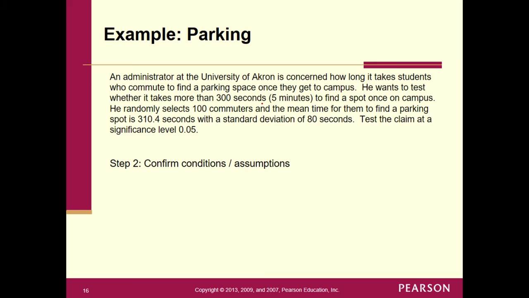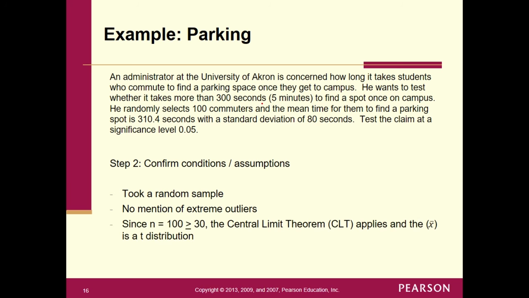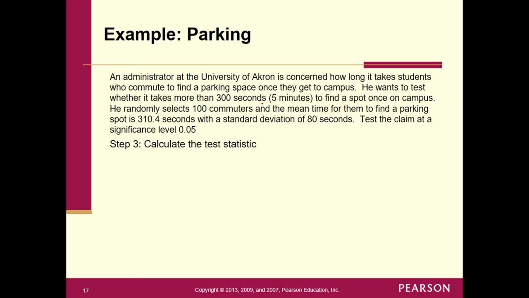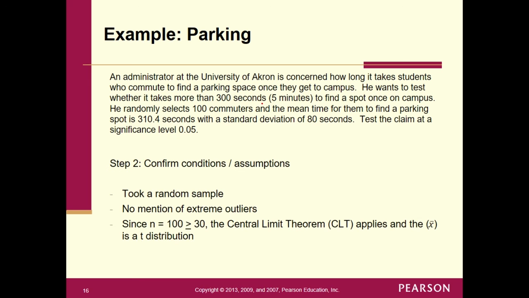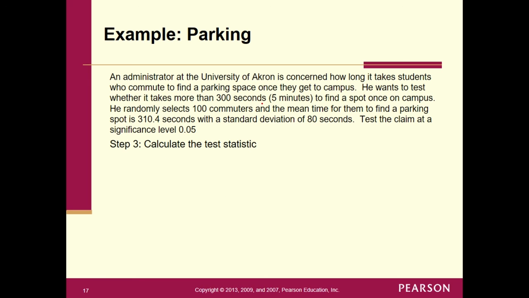All right, the conditions. We took a random sample. There's no mention of extreme outliers in the problem. And since n is equal to 100, which is greater than or equal to 30, the CLT applies, and the sampling distribution is a t distribution. So it's approximately normal, and so we have everything that we need there to use our test statistic formula.